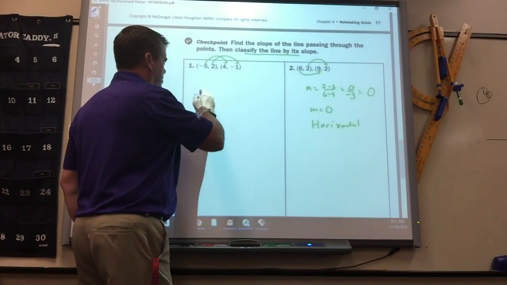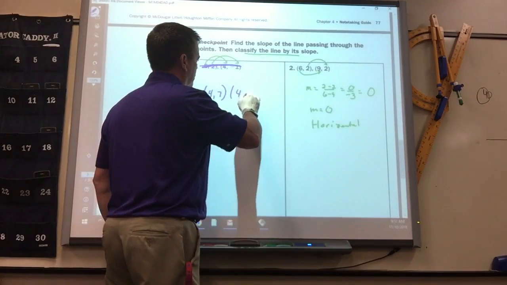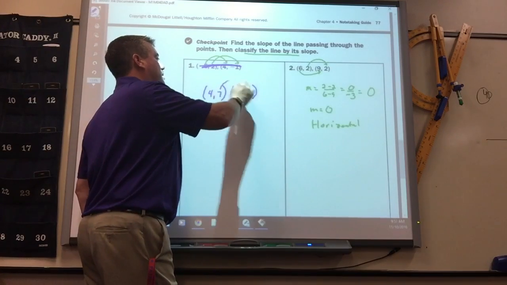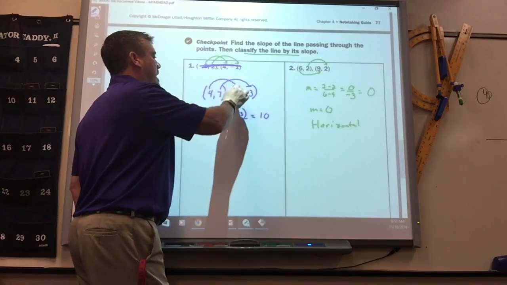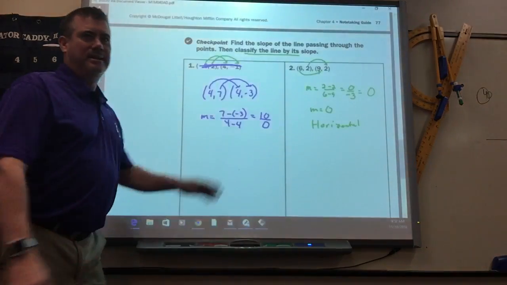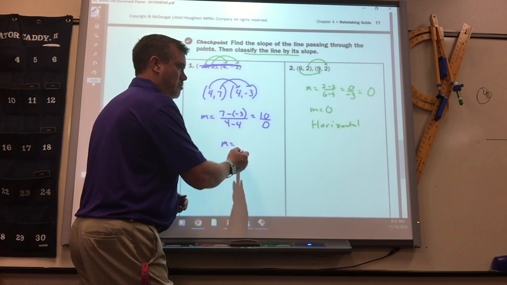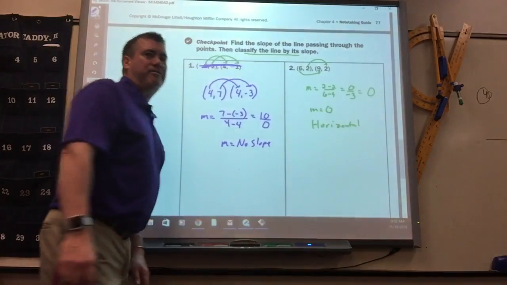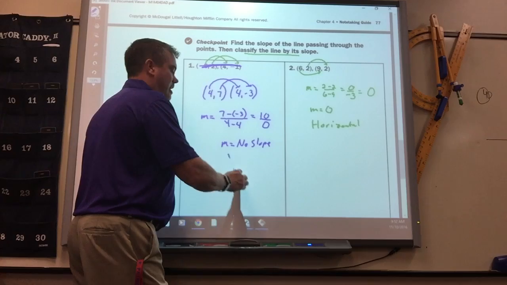So if I had these 2 points, the y minus the y, 7 take away -3 is 10. The x take away the x is 0. You can't ever have 0 on the bottom, which means what's the slope? No slope, or undefined, which means what kind of line is it? Vertical, yep.